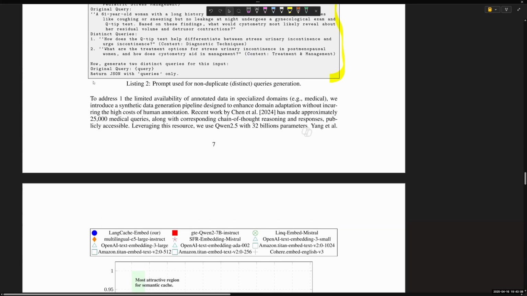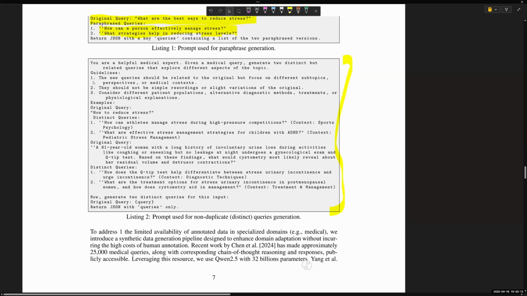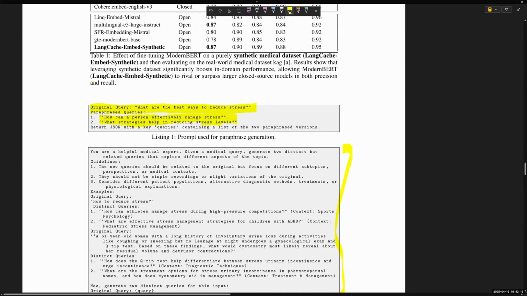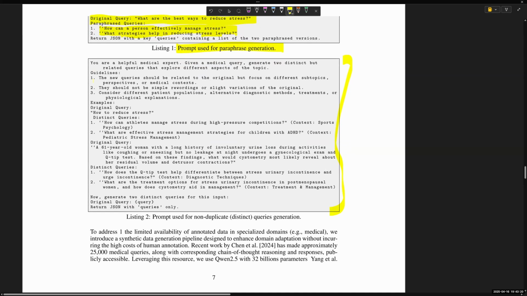But you do prompts for non-duplicate. Sorry, actually, I take that back. Original query. This is for prompts for paraphrase generation. This is actually the interesting part. This was for non-duplicate, distinct query generation.